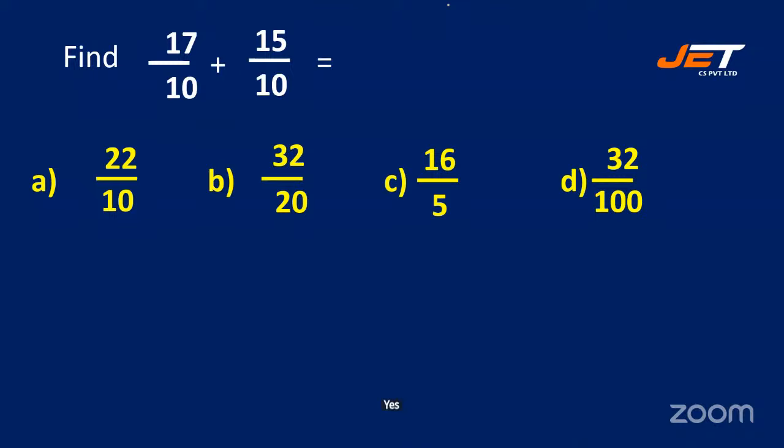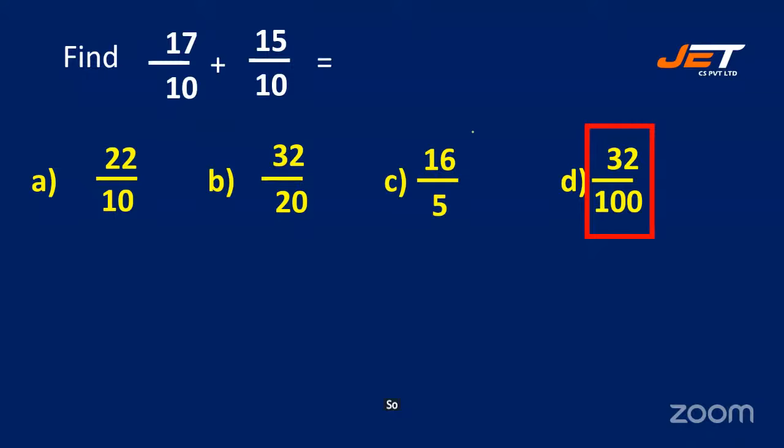Yes, many have given option B. Good, good, good. Actually, I'm not able to read all the names. Good that many of you have given the correct answers. Yes. It cannot be 32 by 100. It can be 32 by 10. Isn't it? So none of the options are correct in this.